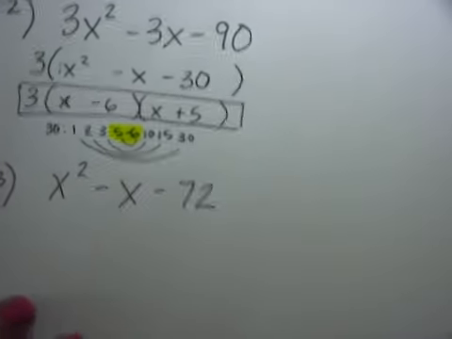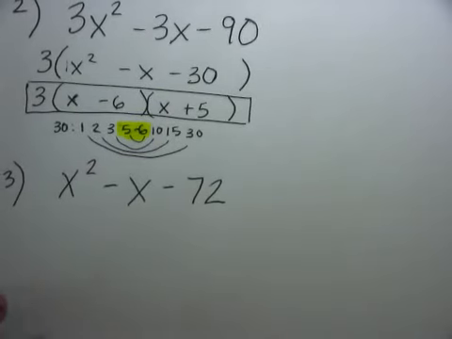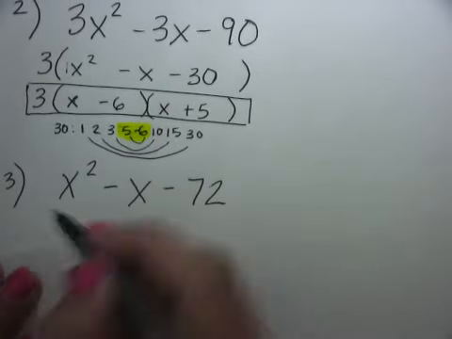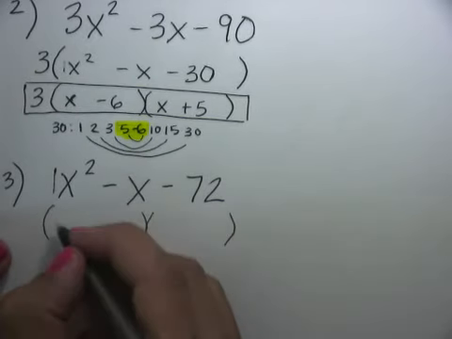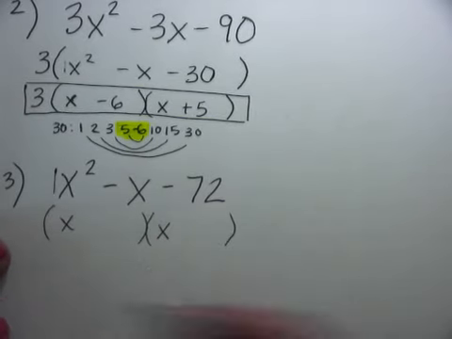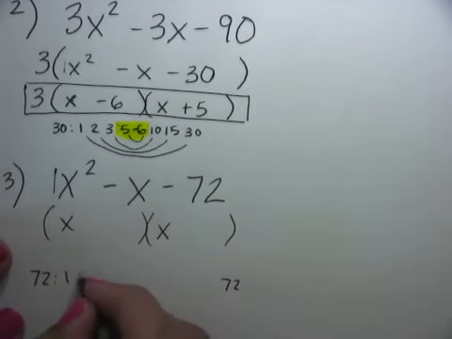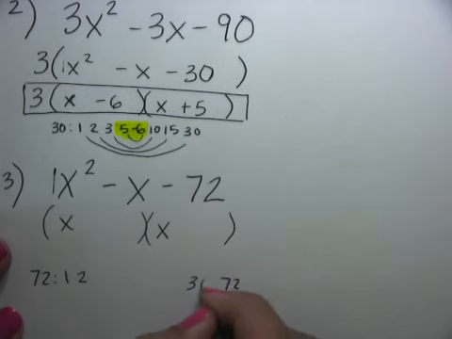Example 3, first step, is there a common factor? No. This is not the difference of two squares, but I see a is equal to 1, so I can try to break it down using my factors of 72.